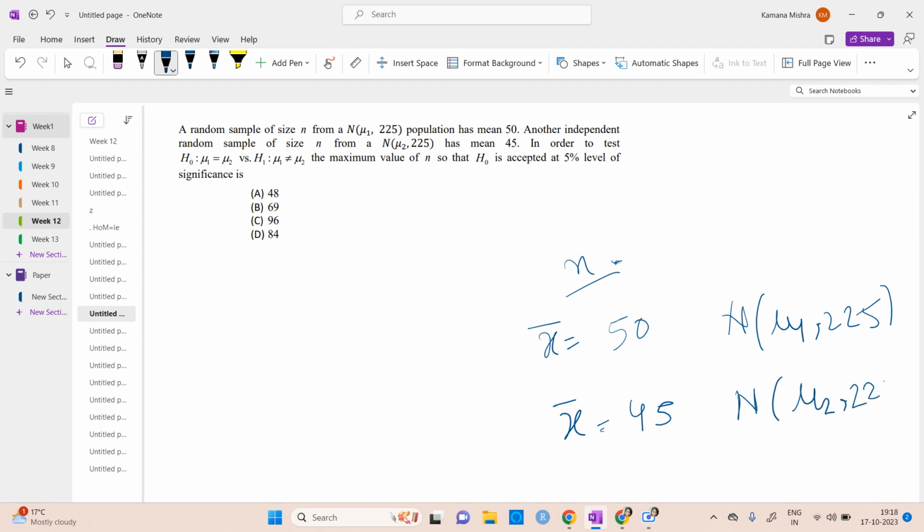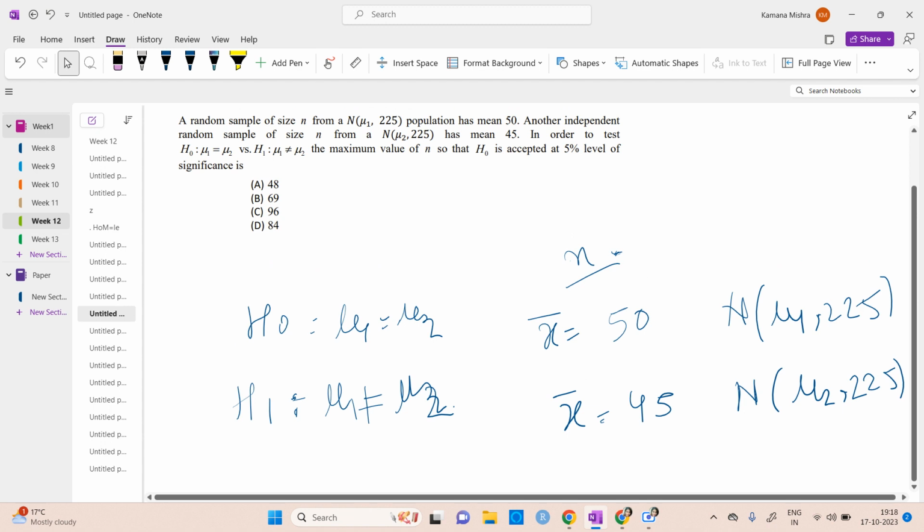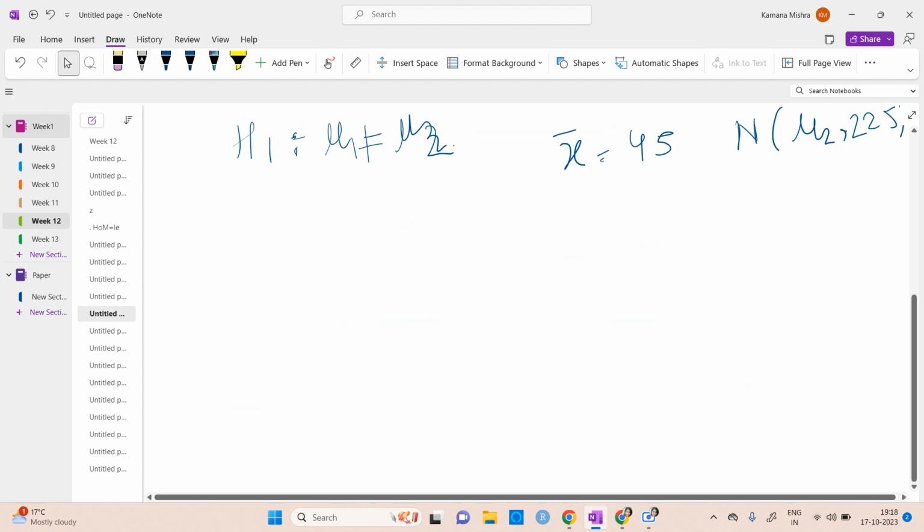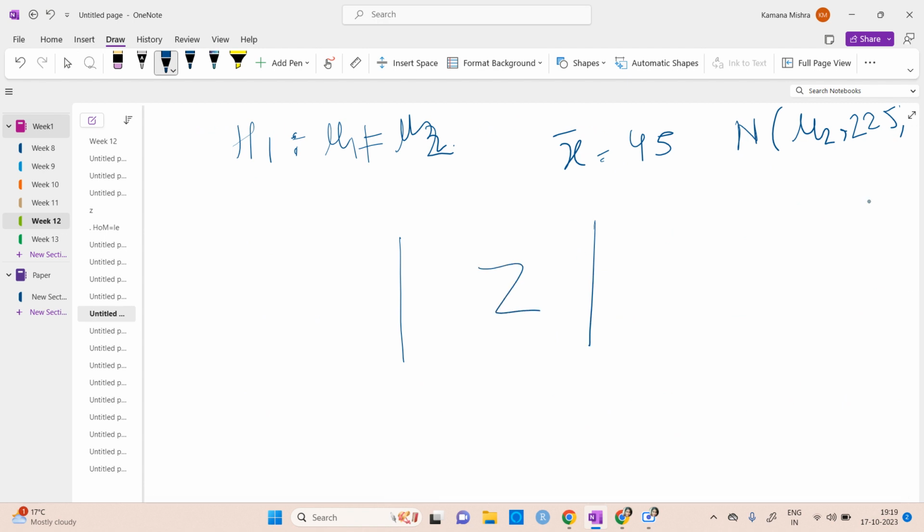Another sample of the same size n is taken, and it has mean 45, and this is taken from N(mu2, 225). Now in order to test H0: mu1 = mu2 against H1: mu1 not equal to mu2, we need the maximum value of n so that H0 is accepted at 5% significance level. So when would it be accepted? If |z| is less than or equal to z alpha by 2.